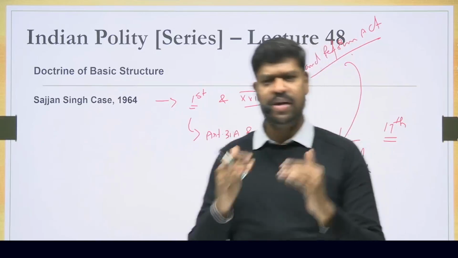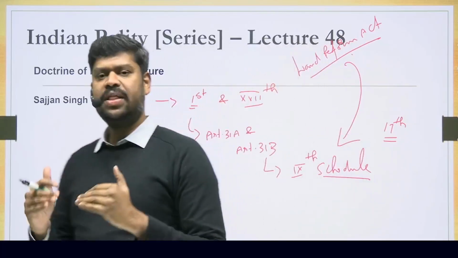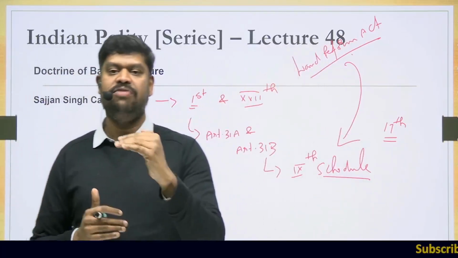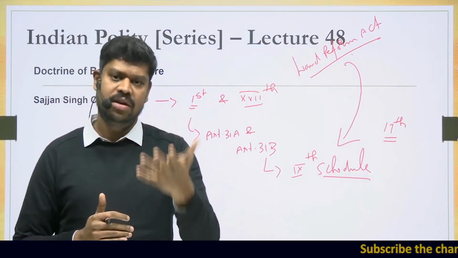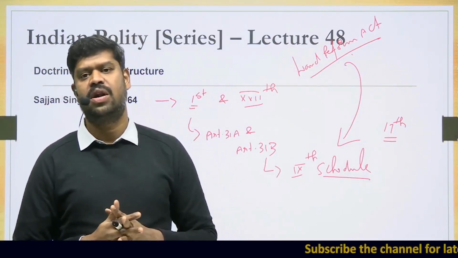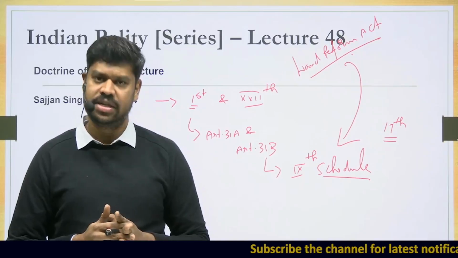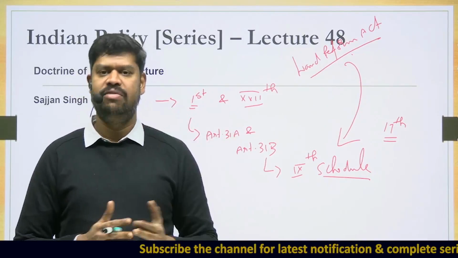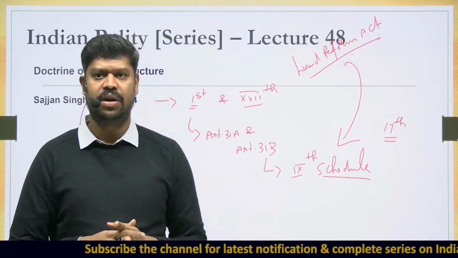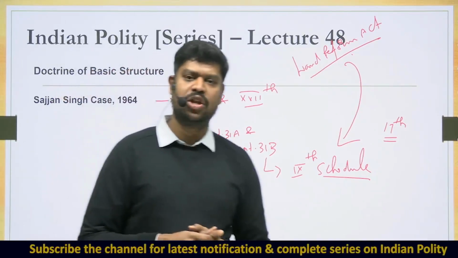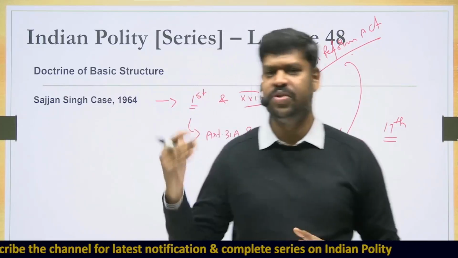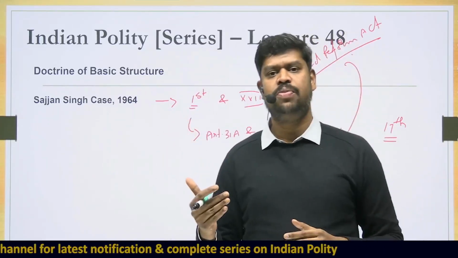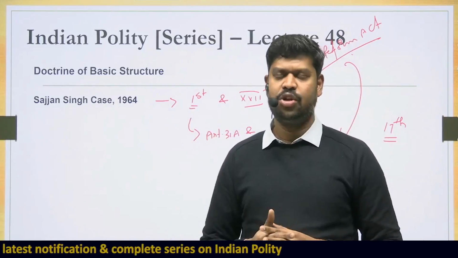So here also he made the same argument that the parliament does not have the power to amend the fundamental rights. And a constitutional amendment is a law under Article 13 of the Constitution, and hence any law, be it even a constitutional amendment, should be declared to be invalid if it is violative of the fundamental rights. The same argument was made by Sajjan Singh also, but the Supreme Court did not accept this particular argument.